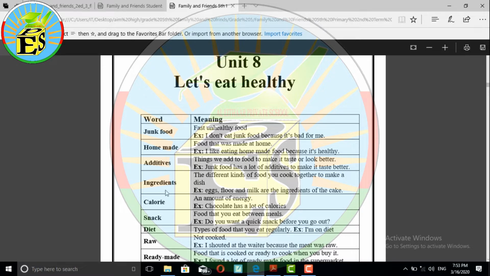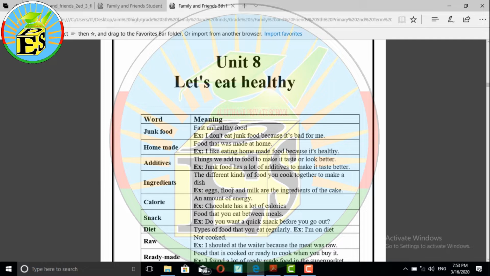Next word, ingredients. Repeat, ingredients. Ingredients means the different kinds of food you cook together to make a dish. For example, eggs, flour. I think this is flour, not flower. I can't modify it because it's a PDF. For example, eggs, flour, milk are the ingredients of the cake. If we want to make a cake, we have to put eggs, flour, and milk, and some other ingredients.